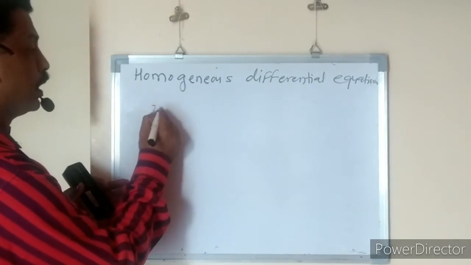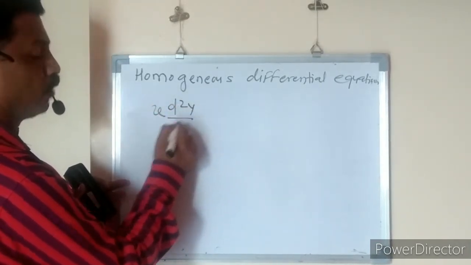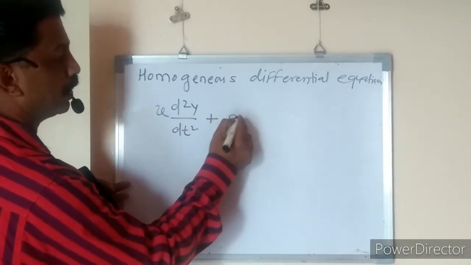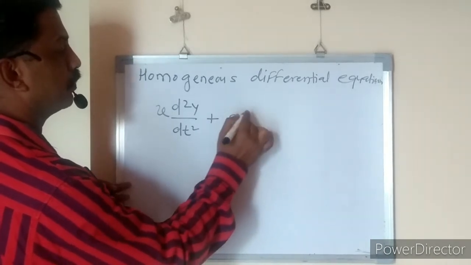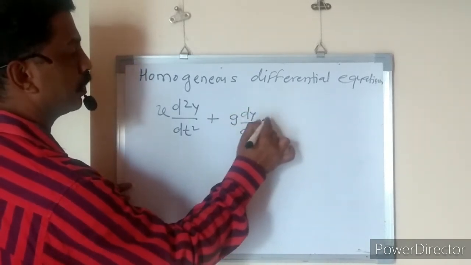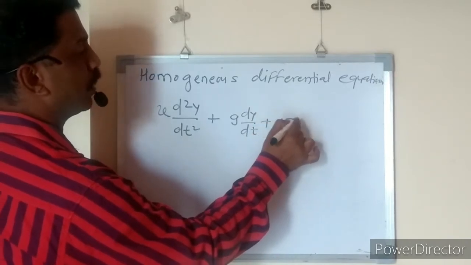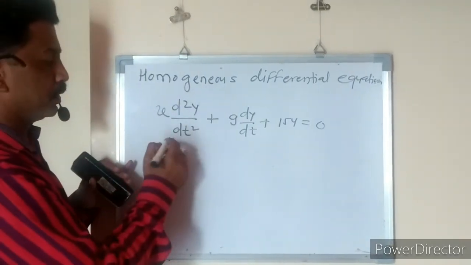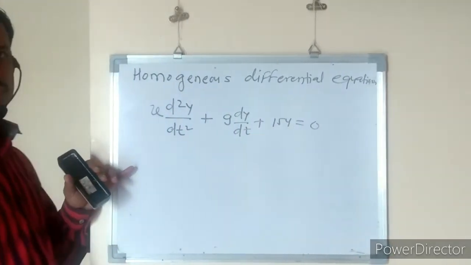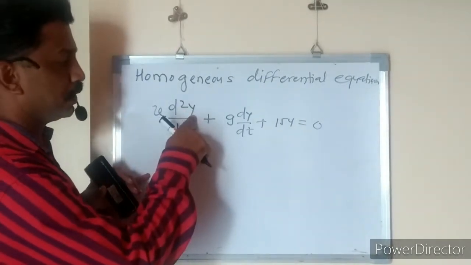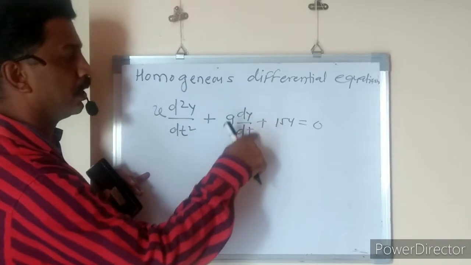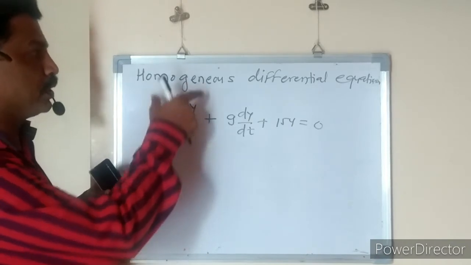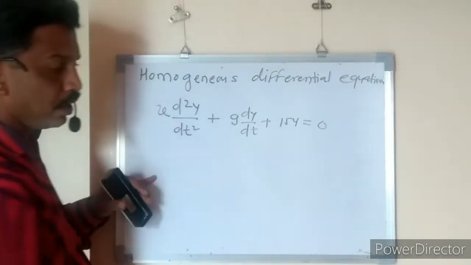We take one another example, x d2y by dt square plus 9 dy by dt plus 15y equal to 0. Now here also each and every term, this is the first term, second term, third term, in each and every term the dependent variable y is present. Here d2y by dt square is there, here dy by dt is there, here 15y means y is present. Then such type of equation is known as a homogeneous differential equation.